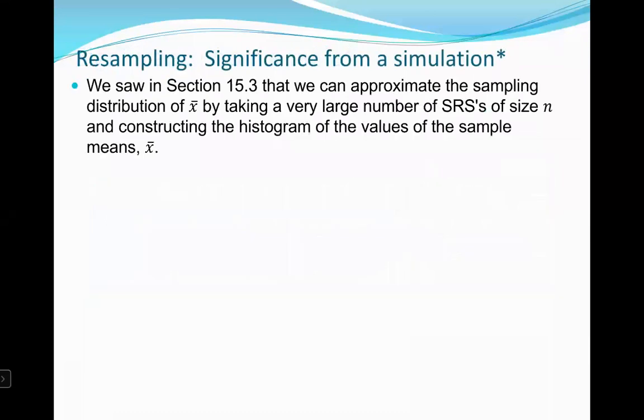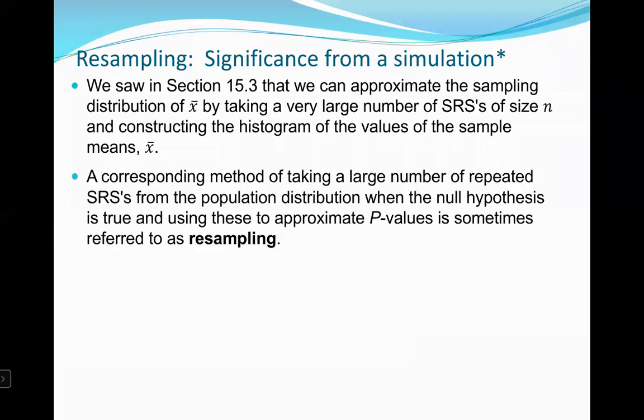We saw in section 15.3 that we can approximate the sampling distribution of X bar by taking a very large number of SRSs of size n and constructing the histogram of the values of the sample means X bar. A corresponding method of taking a large number of repeated SRSs from the population distribution when the null hypothesis is true and using these approximate p-values is sometimes referred to as resampling.